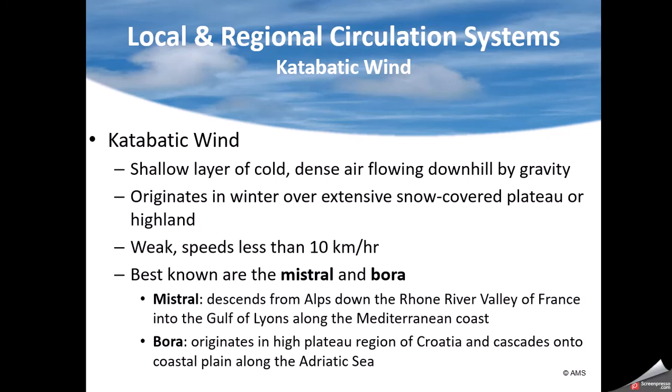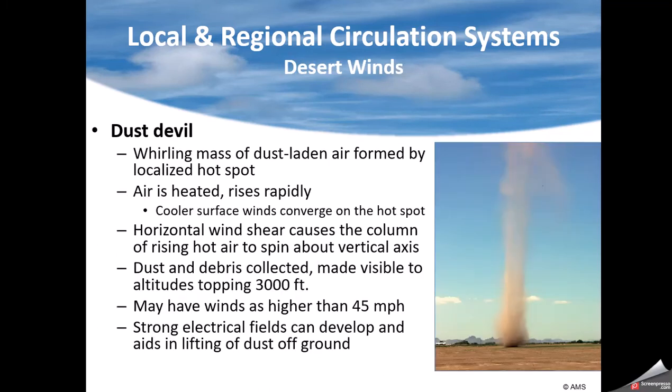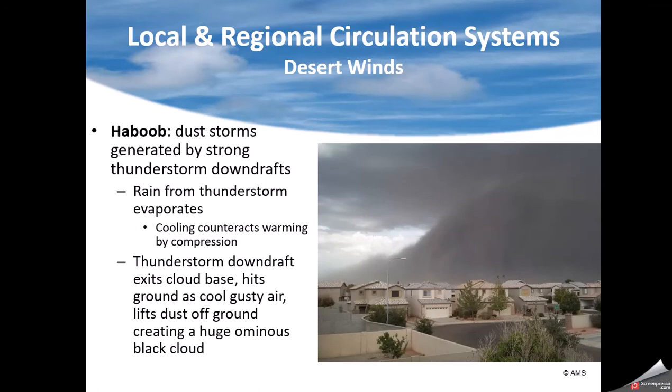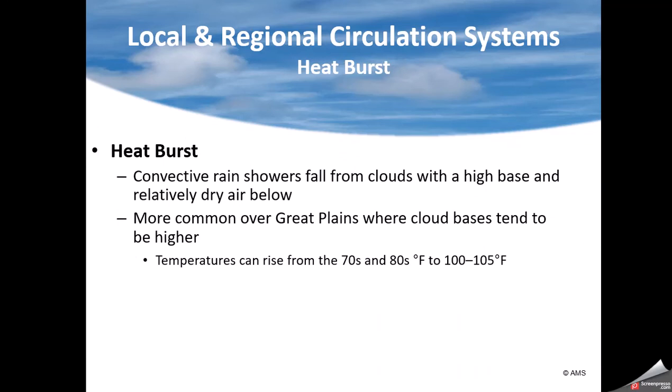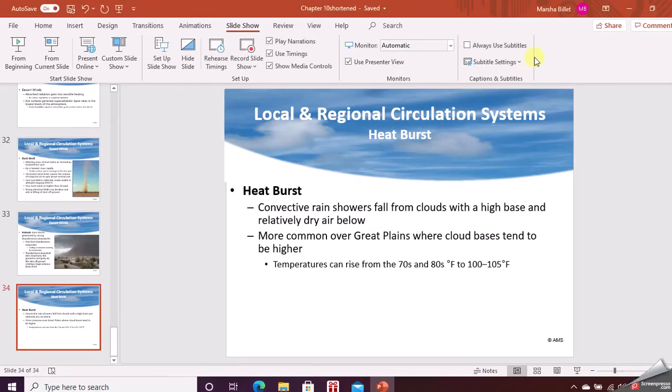There's katabatic winds, desert winds, dust devils that occur, haboobs. Believe it or not, you get those down in Phoenix. I've seen some down that way. Heat burst. Think about if you get a rain shower and all of a sudden the rain dries up, pushes the air, it comes down, it's still compressed and warm. It can actually raise the temperatures at the surface. So with this, let's take a look.